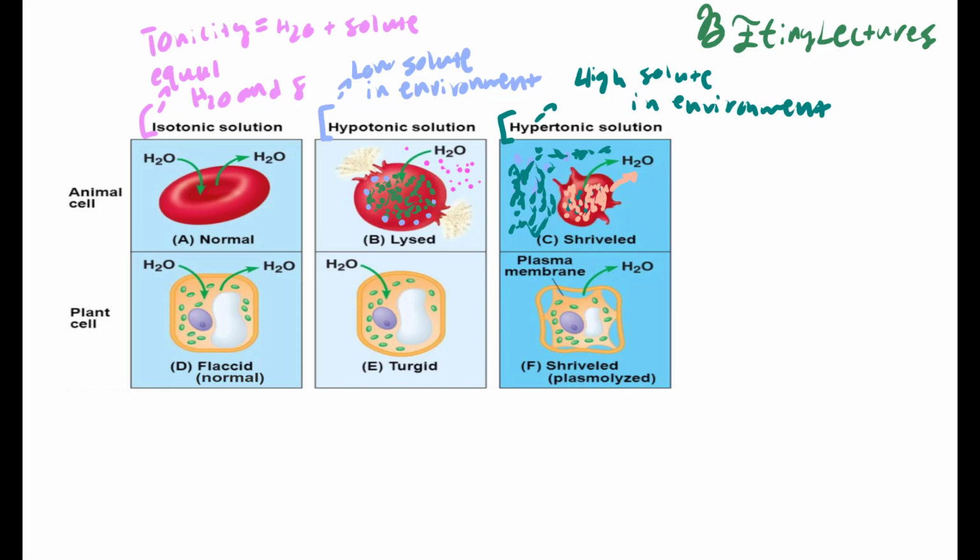Now, within hypotonic solutions, plants are going to absorb water, so they don't explode. Why don't they explode? Well, because they have the cell wall. So the cell wall prevents cell lysis in this case.